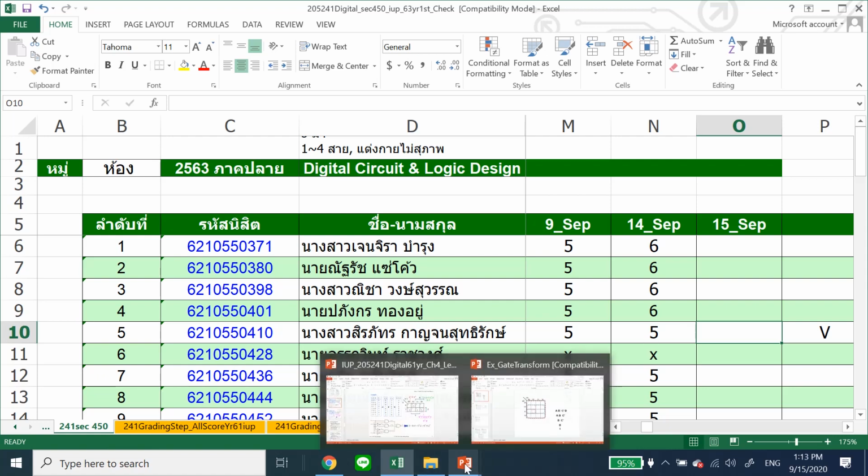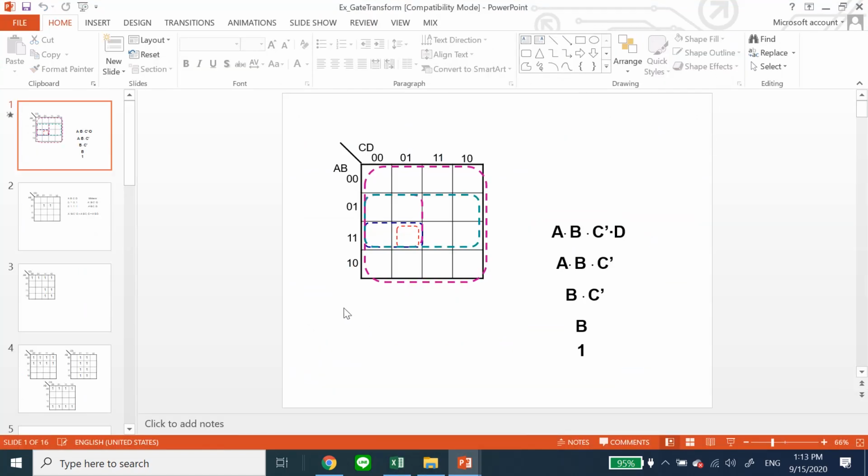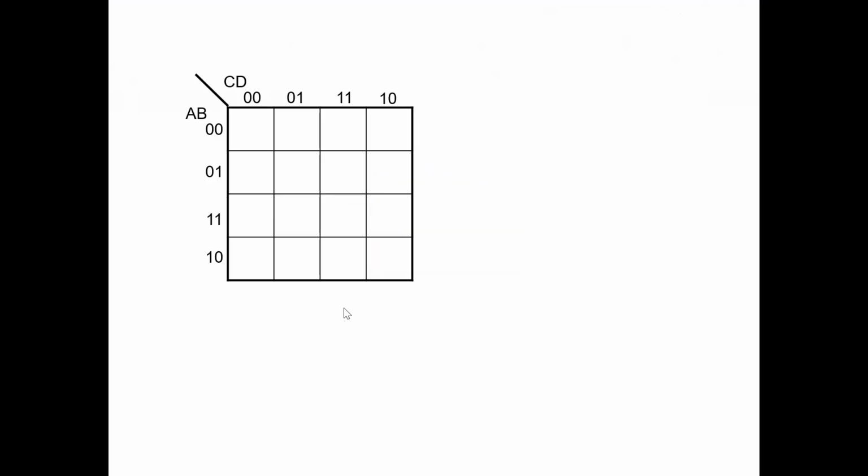Yesterday we talked about K-map, right? Okay, so let's practice. If the function is A and B plus C and D prime, could you fill in the logic 1 output in this K-map? Can you? Okay, tell me.